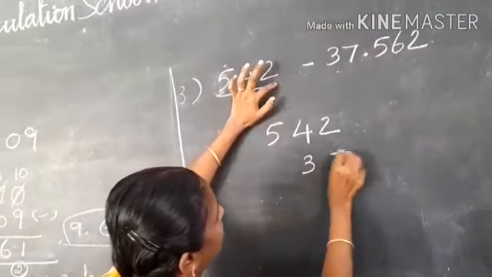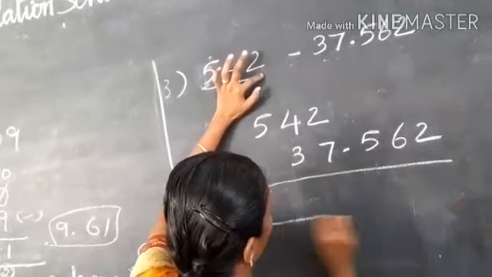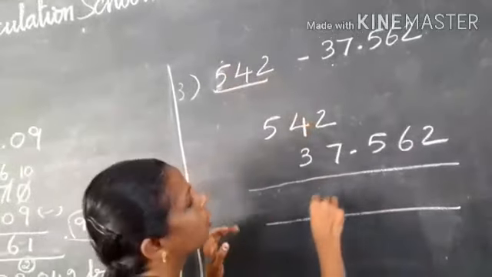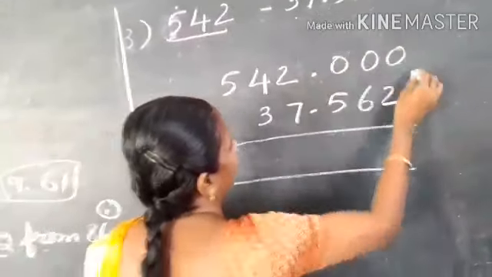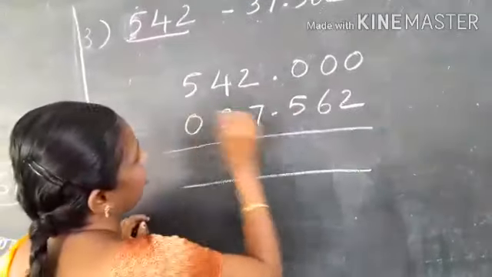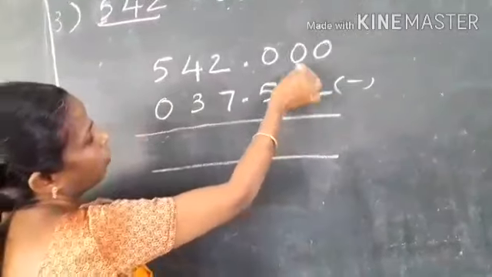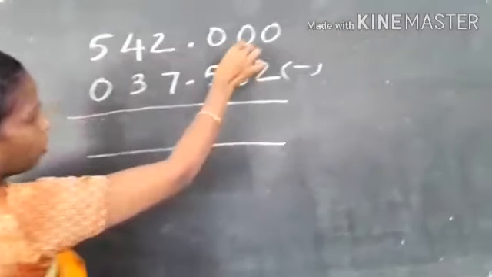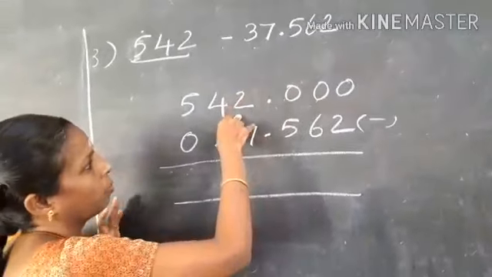37.562. The first number, first decimal, there is no decimal part. So we have to make a decimal part 0, 0, 0. Here also we can put 0. Minus 0 minus 2 not possible. Get borrow. Here also 0. Here also 0. If we need, we can get borrow from integral part also.